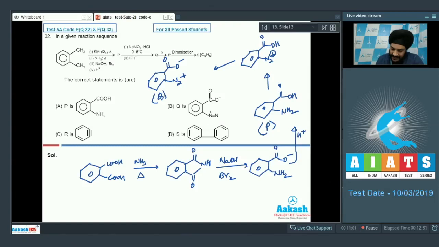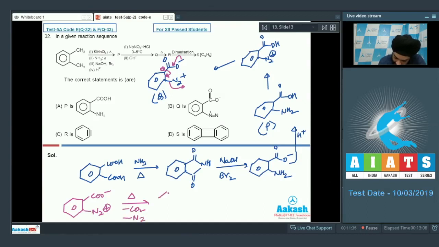So it is further given to us that this Q is allowed to be heated. Now when this Q is allowed to be heated, decarboxylation will take place. So this will lead to the generation of a carbanion at this position. And this carbanion will intramolecularly attack at the adjacent carbon, making this N2 also leave. So if we have the structure of Q as this, upon heating, there will be a loss of CO2 molecule, there will be a loss of N2 as well, and there will be formation of benzene.